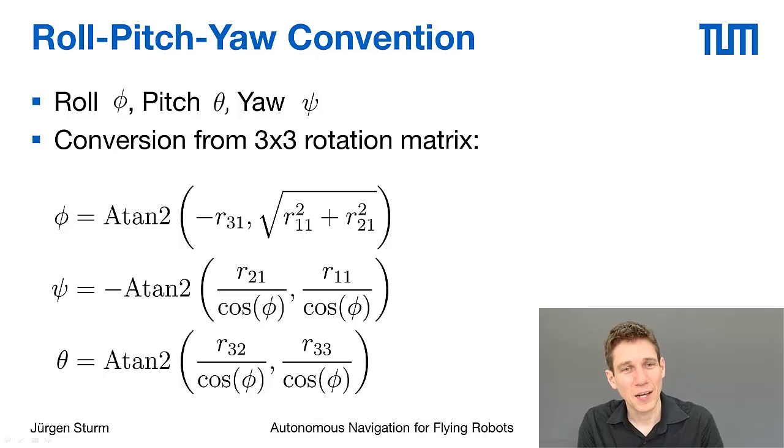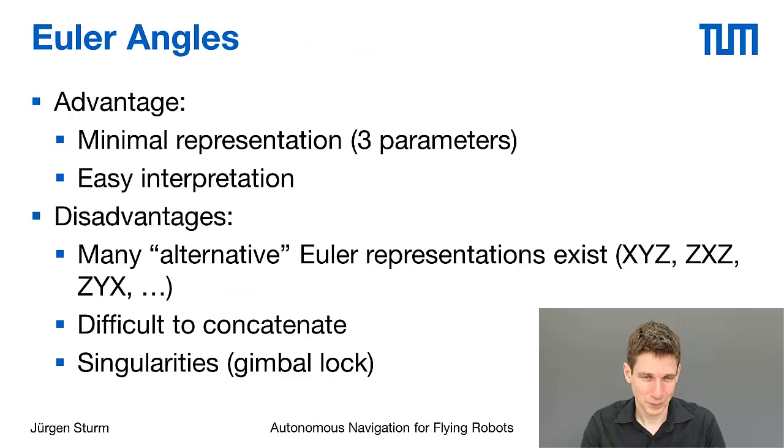And then again, if you want to go back from a rotation matrix to the roll, pitch, yaw angles, then you could use these formulas. There are other formulas as well that bring you there. Because it's overparametrized, it's sometimes hard to find the best way of doing that in the presence of noise.